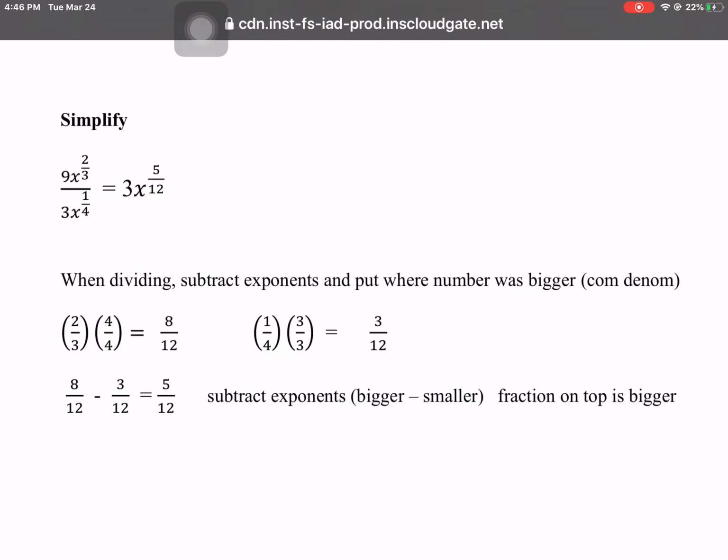X raised to the 2/3 was on top. That's why the x to the 5/12 answer is on the top, because it was bigger on the top. 2/3 is bigger than the 1 over 4. When we divide, subtract exponents. And that is the end of this lesson.